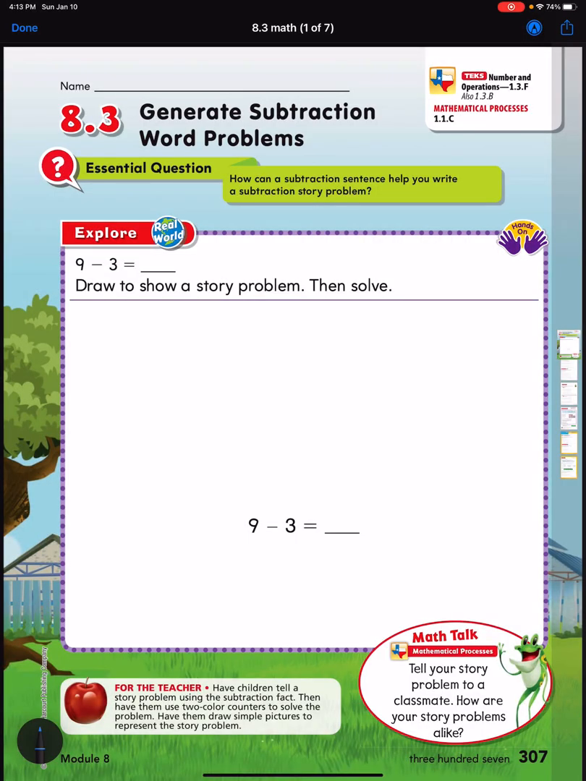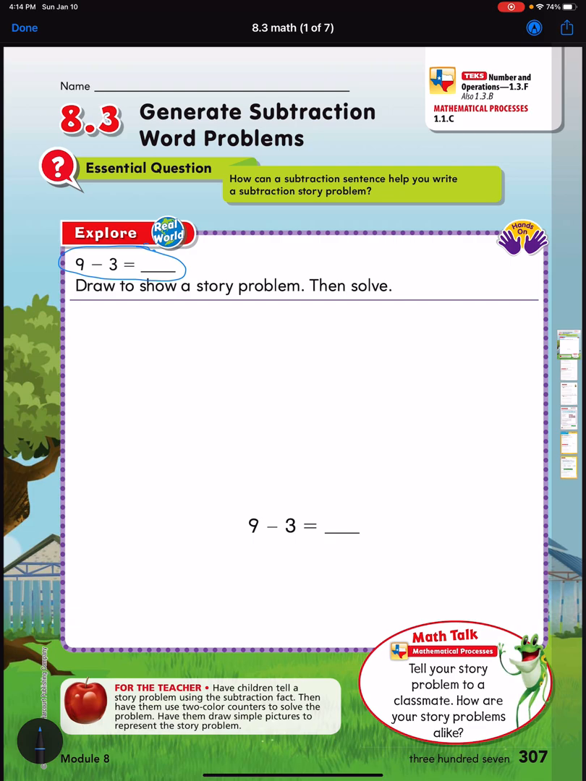Okay, so today we're going to be working with subtraction word problems. And our essential question is, how can a subtraction sentence help you write a subtraction story problem? All right, so I have the problem, 9 minus 3 equals. So I have this sentence. What it wants us to do is draw to show a story problem and then solve.